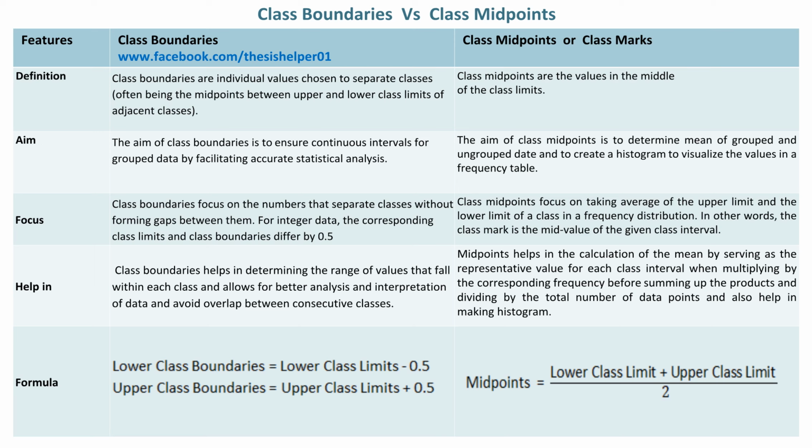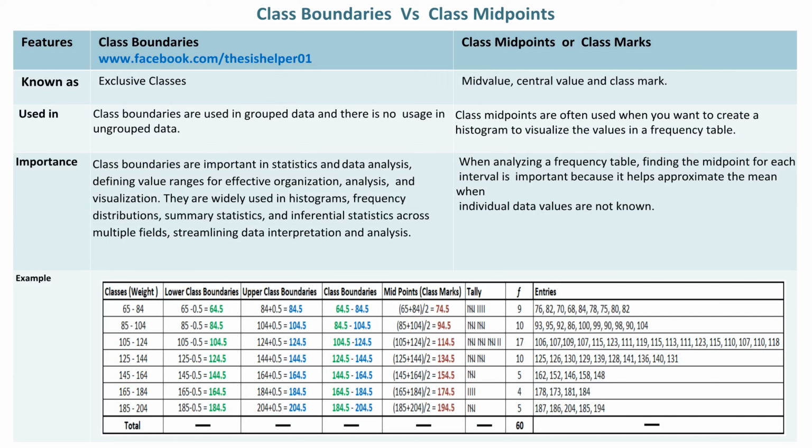Class boundaries are also known as exclusive classes, whereas class midpoints are also known as mid-value, central value and class mark. Class boundaries are used in grouped data and there is no usage in ungrouped data. Whereas, class midpoints are often used when you want to create a histogram to visualize the values in a frequency table. Class boundaries are important in statistics and data analysis, defining value ranges for effective organization, analysis, and visualization.